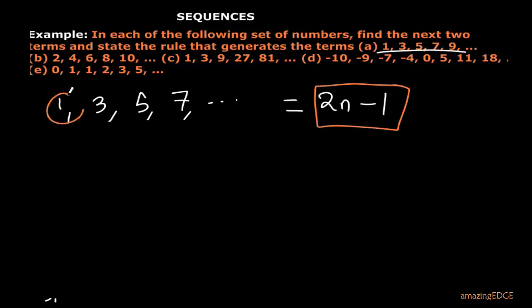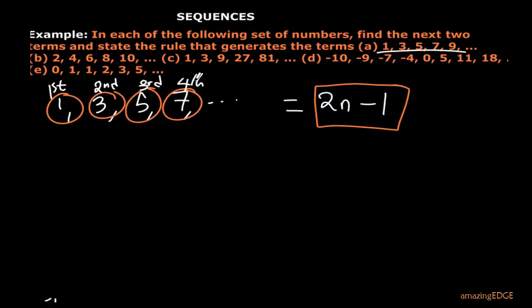Now, this one is the first term, right? This is the second term of this sequence. This is the third term. This is the fourth term. So this is the first term, this is the second term, this is the third term, this is the fourth term. You see. Now, if I want to get the fifth term, I'll add 2, right?